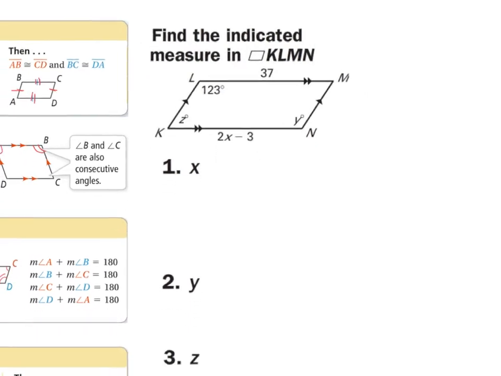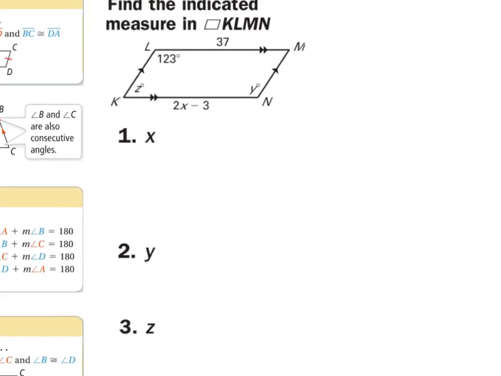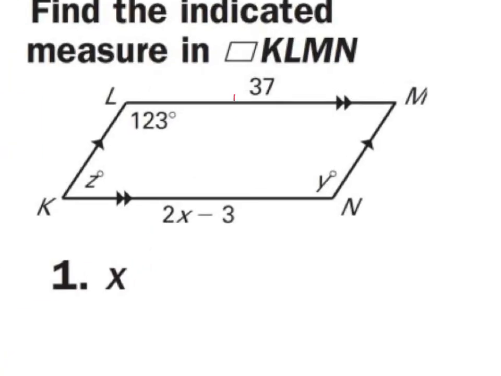All right, so we need to solve for three different variables. There's a lot going on in this parallelogram. So let's just go ahead and mark on it what we know about this. So we know this side and this side is congruent. This side and this side is congruent. We know this angle and this angle is congruent. And then the other opposite angle and the other opposite angle are congruent. And then we also know that the consecutive angles add to be 180.